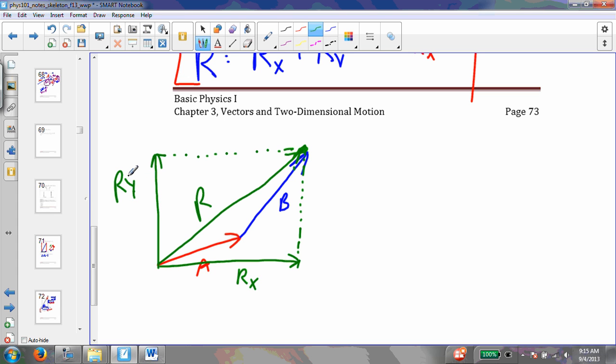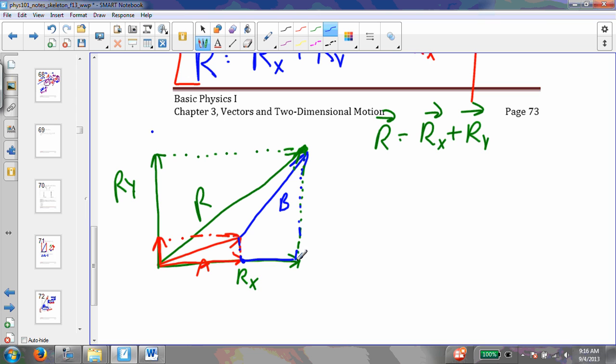So Rx and Ry. Now I know that the vector R is equal to the sum of its X and Y components, because of what the X and Y components are. They're projections of that vector onto the X and Y axes. But notice also that A and B also have X and Y components. So my vector A has an X component that is right here. It has a Y component that is right here. Similarly, the vector B has an X component.